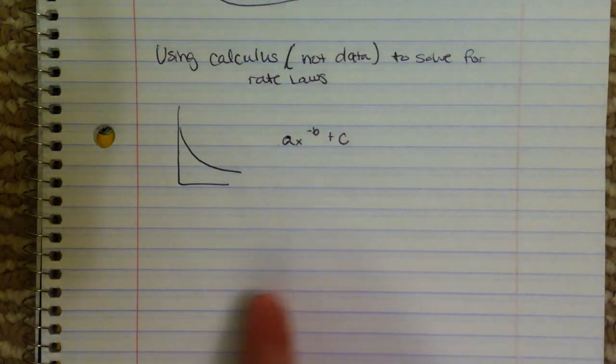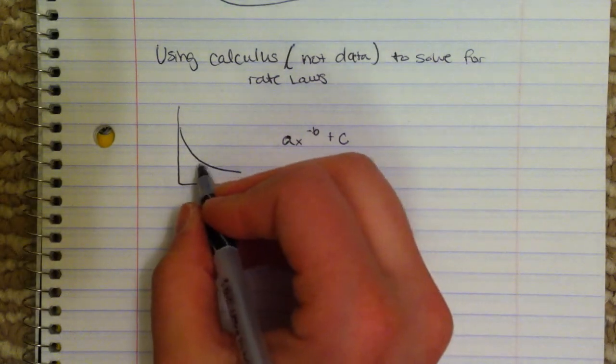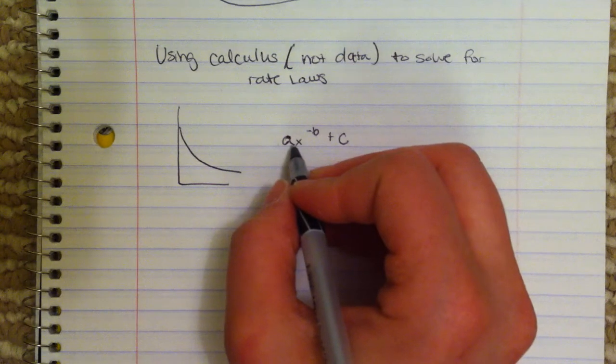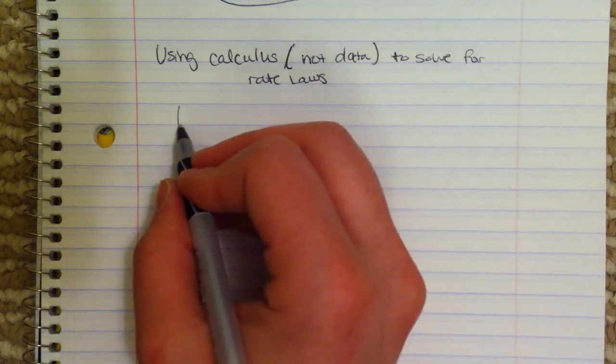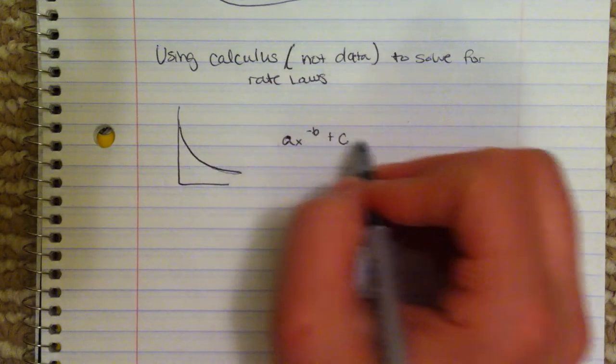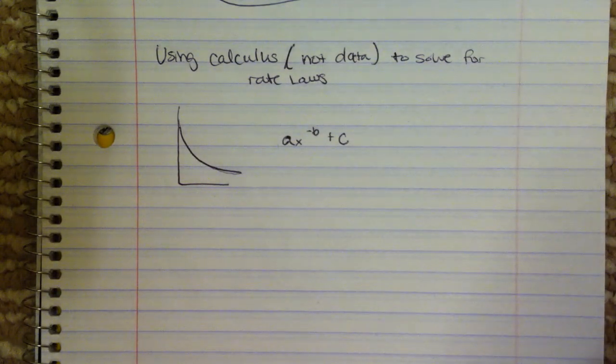Okay, so I was a little confused about where these rate laws were coming from. I know that we can use the data to figure out the rate laws, but you can also use calculus to figure out the rate laws. So let's assume that this curve has the general form of ax^(-b), we know it's negative b because it's definitely an exponential decay curve, plus some constant c.